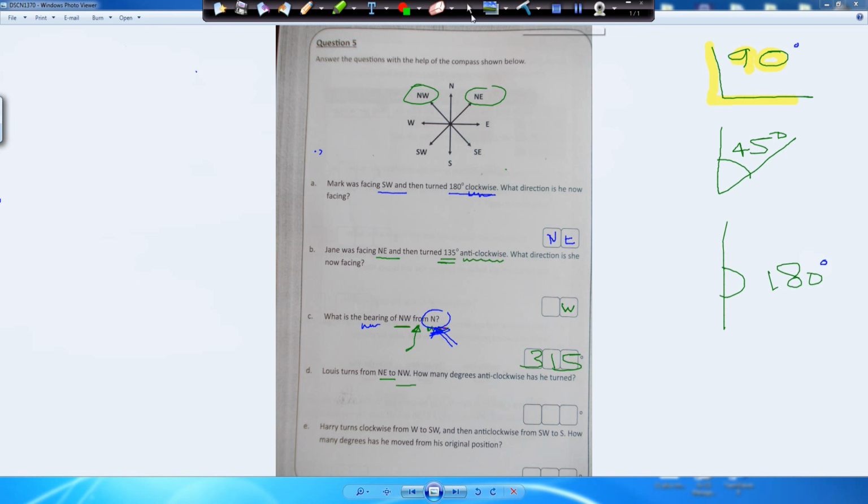So let's have a look. So we are turning from here to here. Right. And we've got to go anti-clockwise, which means in the opposite direction of the clock, which is that one there. So remember, this is 45, that's 45. We said here before, each part is worth 45. So 45 and 45 will give us 90.